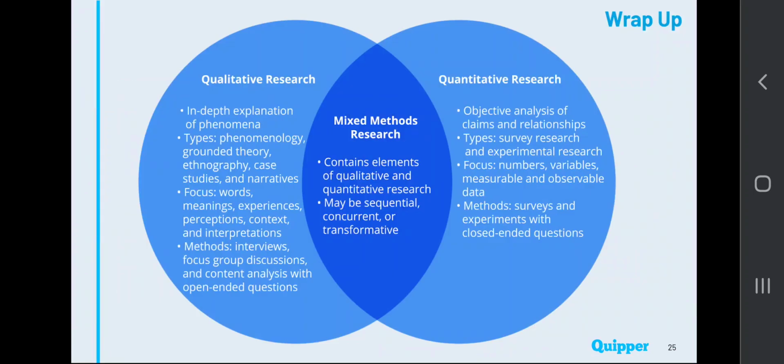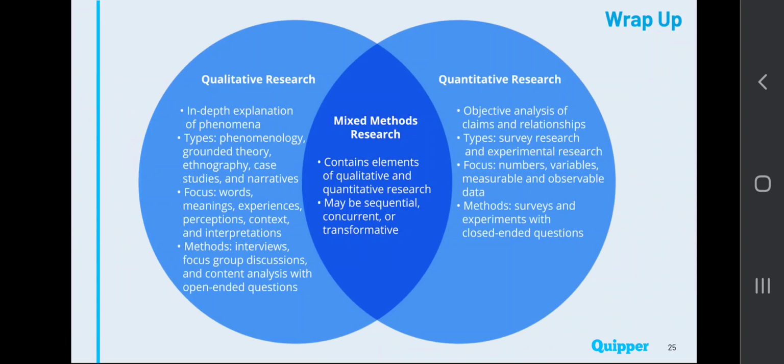In qualitative research, it is in-depth explanation of a phenomenon. Types of qualitative research we have are phenomenology, grounded theory, ethnography, case studies, and narratives. The focus of qualitative research is more on words, meanings, experiences, perceptions, context, and interpretations, while the methods that we use in qualitative research are interviews, focus group discussions, and content analysis with open-ended questions.